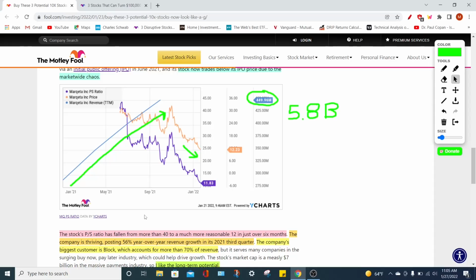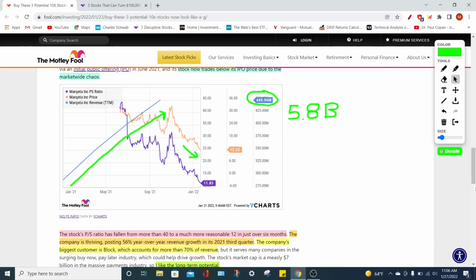The reason why I think that is that this company has been thriving and posting year-over-year revenue growth for 2021, specifically in their third quarter, of 56%. The company also has fantastic customers like we talked about earlier, Block being my favorite customer of them, which gives them around 70% of their revenues.